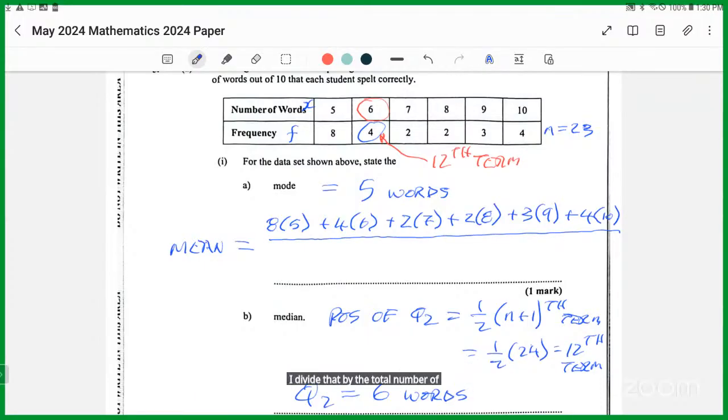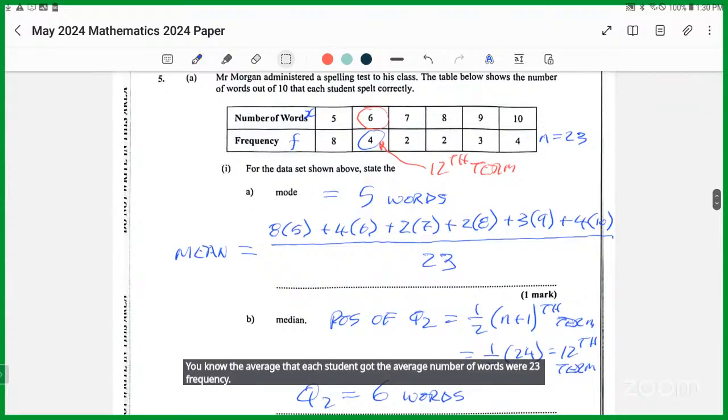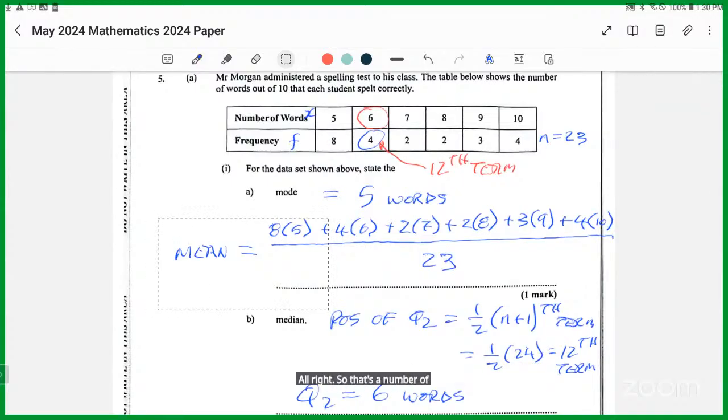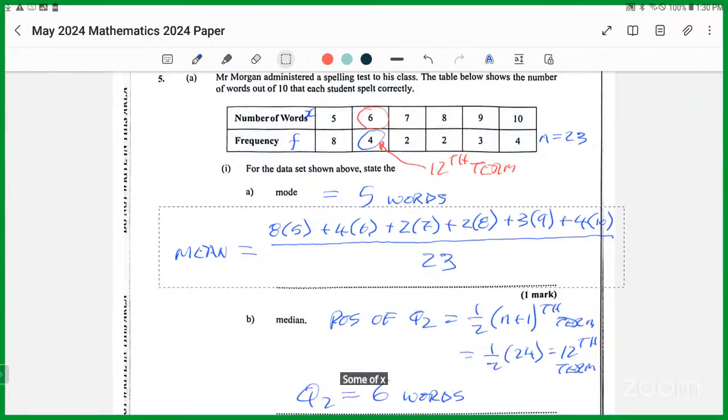Total number of persons was 23. You know the average that each student got, the average number of words. 23 is the total frequency. All right. So that's the number of students. So this is the calculation that gives you the mean. But understand that that's the sum of the words. Sum of fx divided by sum of f.